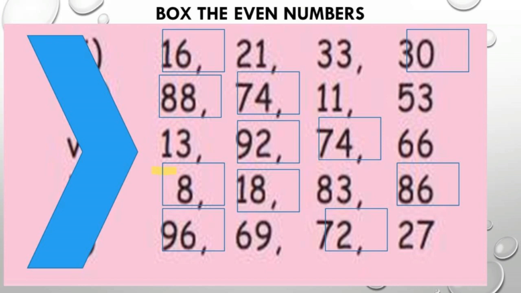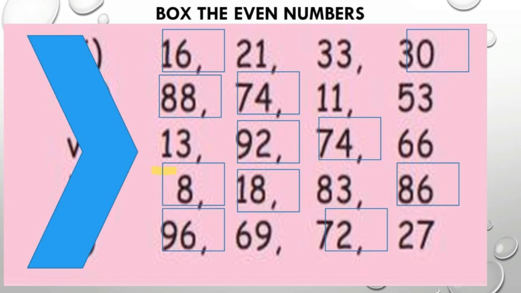The second sum: 88, 74, 11, 53. So here we have 88, 8 in the ones place, and 4 in the ones place in 74. So you have to box 88 and 74. The third one: 90, 13, 92, 74 and 66. Here 92, 74 and 66 are even numbers. So you have to box the even numbers.